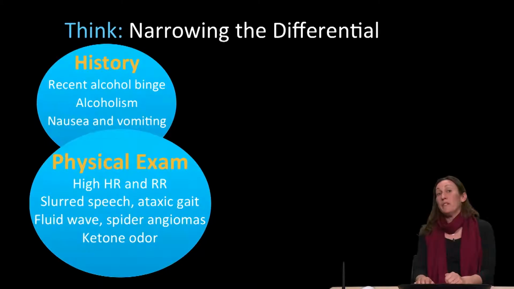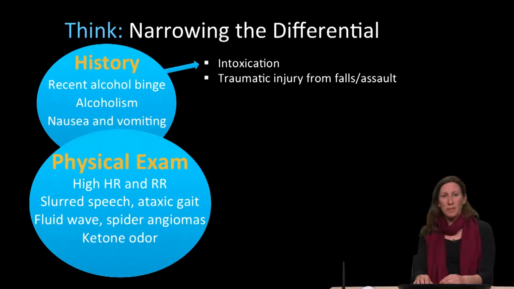Well, let's think about the history we've obtained on this patient, right? He may have had a recent alcohol binge, given that he had this empty bottle of alcohol. He has known alcoholism, and he reports that he's had some nausea and vomiting. So again, maybe there's a component of intoxication that is making him somnolent and ataxic. But again, if someone's had a recent alcohol binge and they were quite intoxicated, I also keep thinking about possible traumatic injury from falls or assaults. So this gentleman was quite combative when he came in. It's entirely possible that he could have been assaulted.